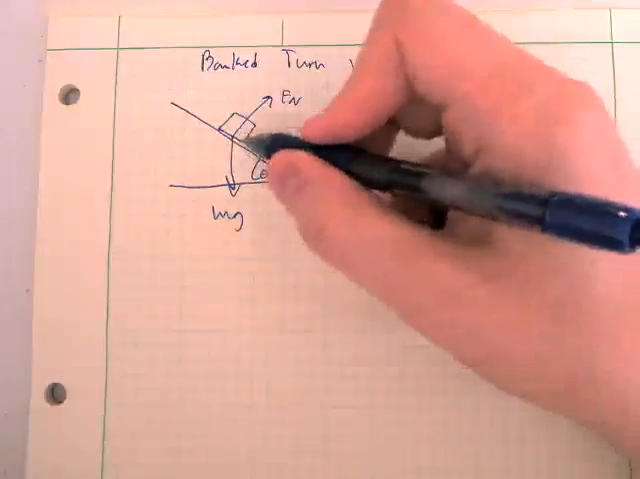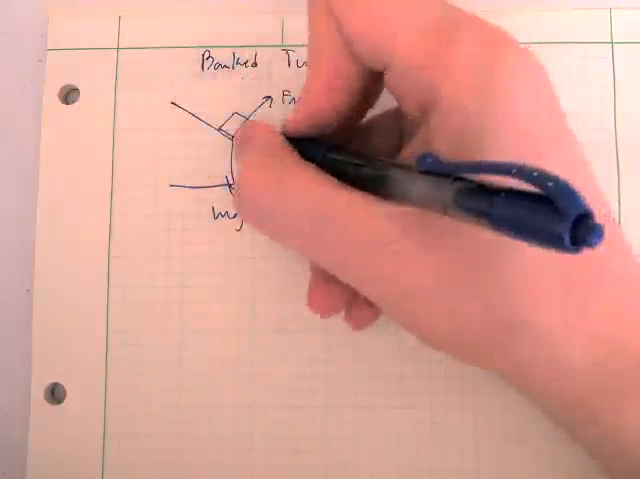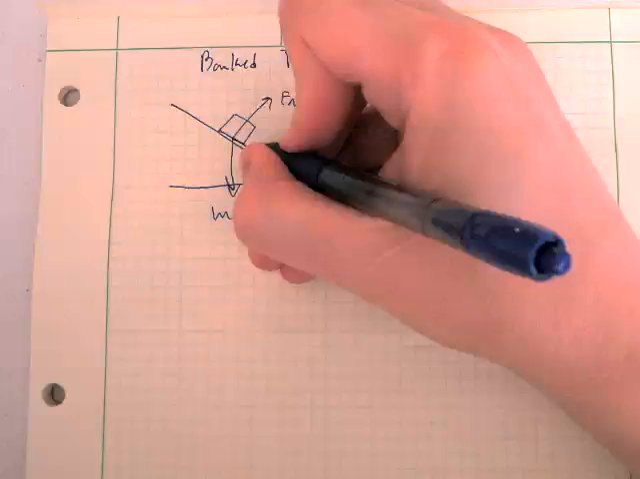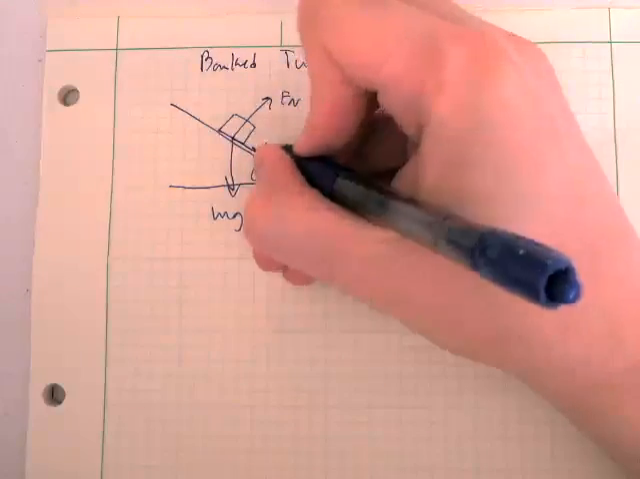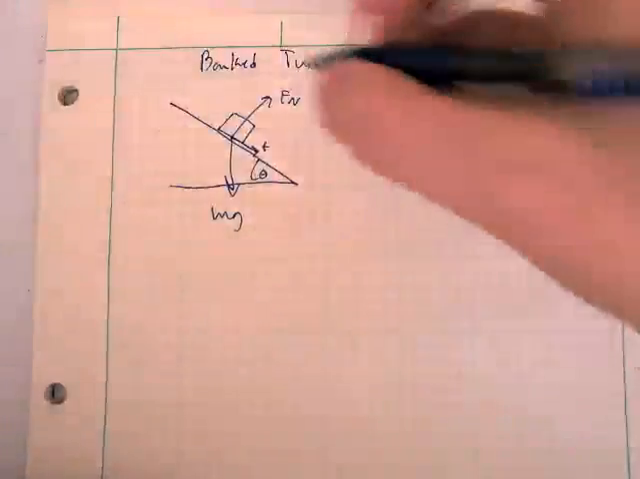So now, if that's the frictionless case, if I add friction in, friction is going to oppose this sliding motion, and so the frictional force will be pointed in this direction down the hill, right? So these are my three forces, and now we can set up our Newton's second law equations.